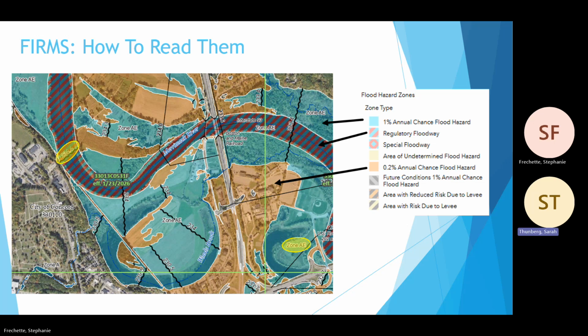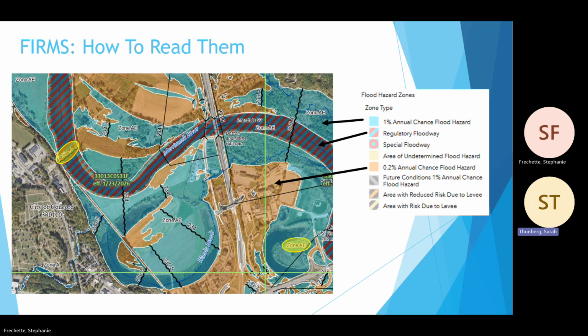The orange and brown areas, what was formerly known as the 500-year floodplain, is currently called the 0.2% annual chance flood hazard area. Communities are able to adopt higher than the minimum standards, and some communities do regulate this 0.2% annual chance flood hazard area. But for communities with the minimum NFIP regulations, these areas would not be subject to the floodplain regulations.